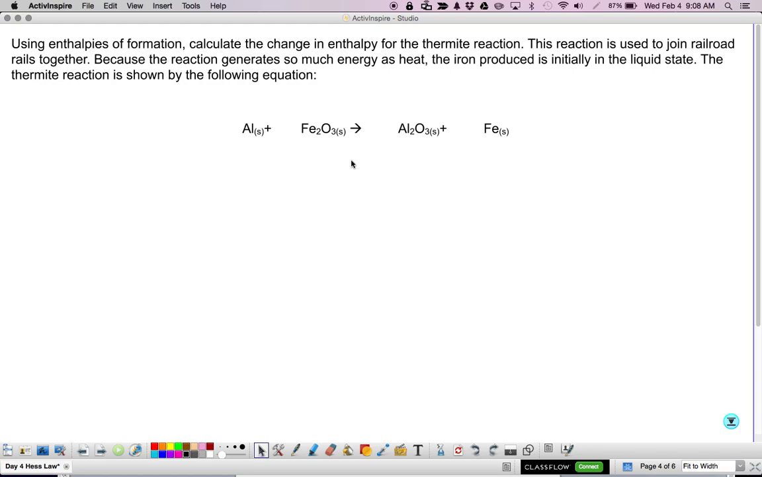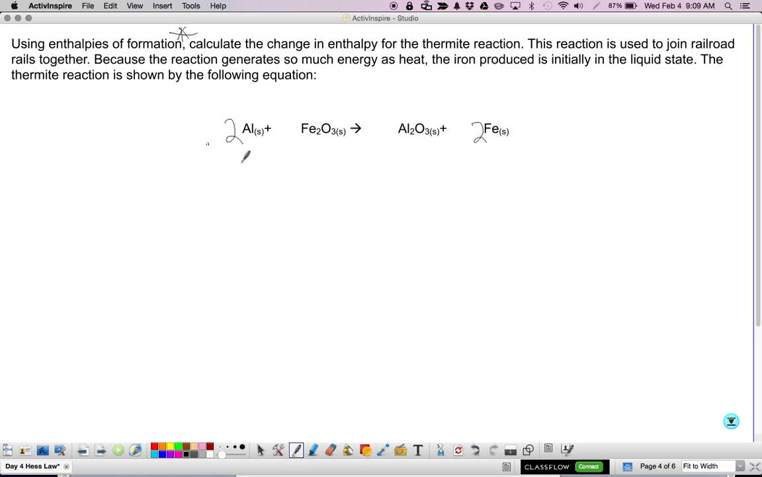Alright, so the first thing that you should always see is I have an equation. Let's make sure that I balance it. So I'm going to need two aluminums to balance the aluminums, two irons, and then the oxygens are balanced. Okay, good. So, it says using enthalpies of formation.